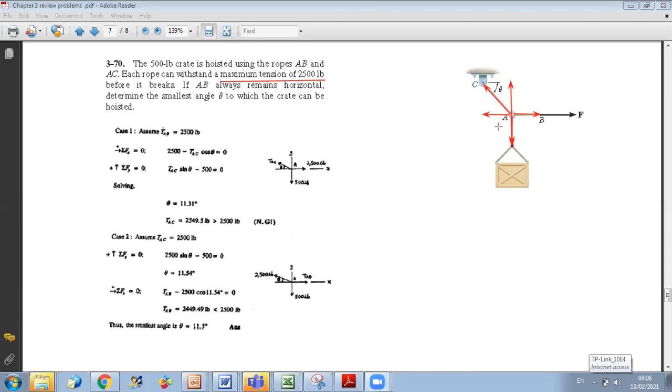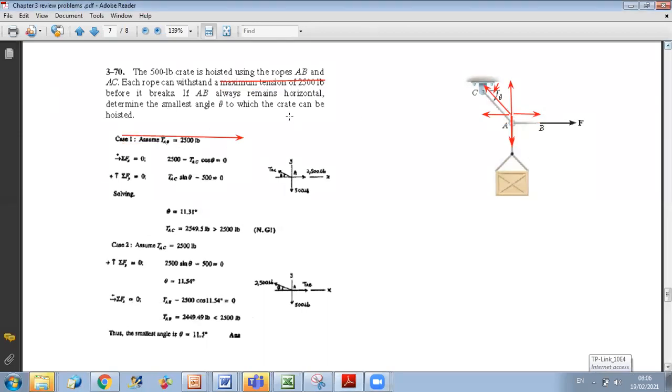In case I didn't pay attention to this, I can make an assumption. For example, in their case, they said, assume TAB equal to 2500, and we will see that their assumption is wrong. Because when they assume TAB is 2500, we still have two unknowns: the angle theta and TAC. The third force is known because we know the weight. If you look at the given, the weight of the crate is given.